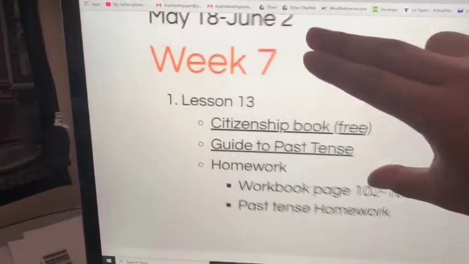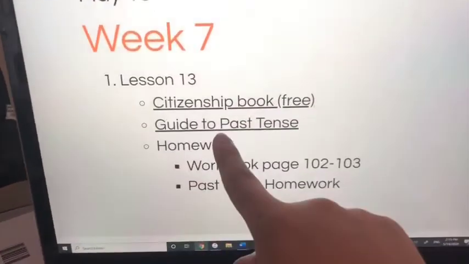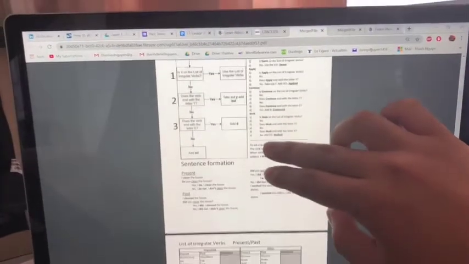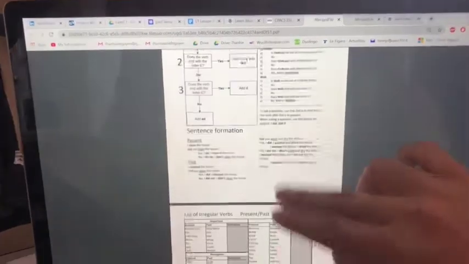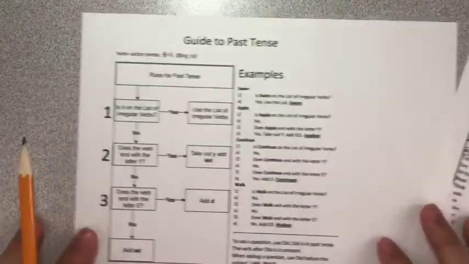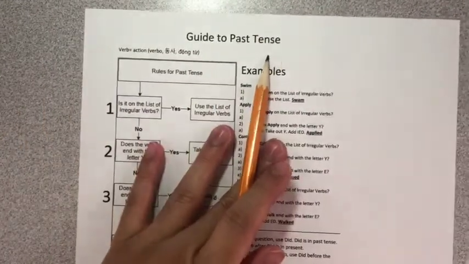In week 7, lesson 13, the guide to past tense. Here it is for you. It is 2 pages. So let's look at it here. All right, so first, let's look at this paper that says Guide to Past Tense.